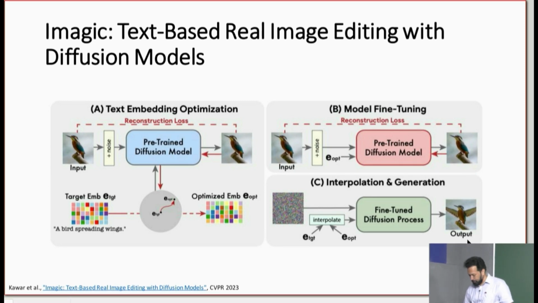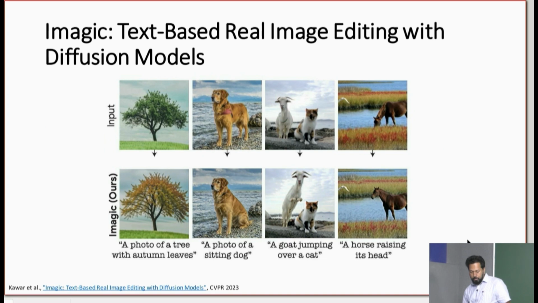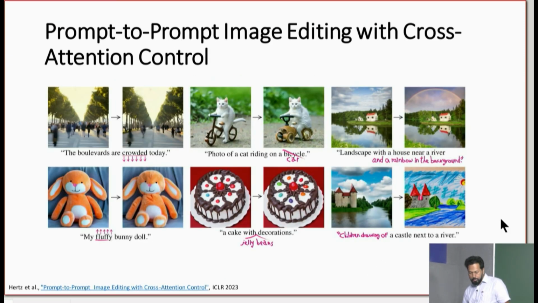Okay, so yeah, look at this paper. I'm certainly not going into explicit details. These are the things you can do. Photo of a dog, tree color gets changed with autumn leaves. Dog, you can make it sit, right? So this we have seen. This we have seen, the horse now raising its head. Okay, so all this kind of editing could be done.